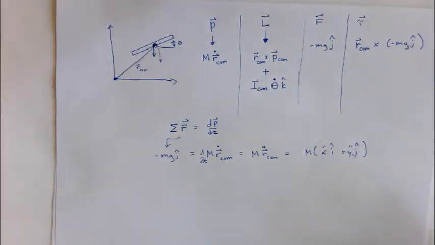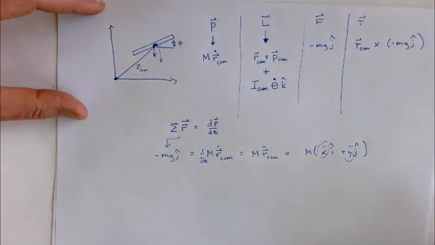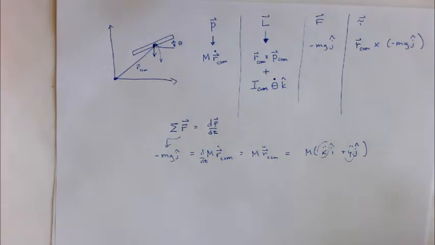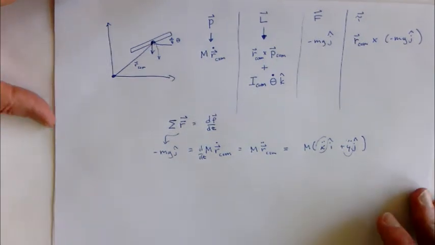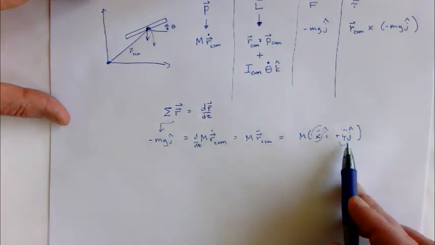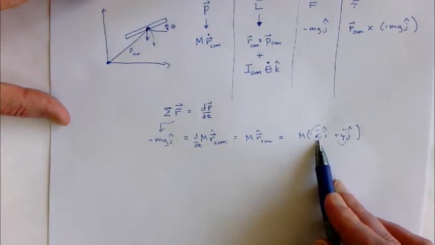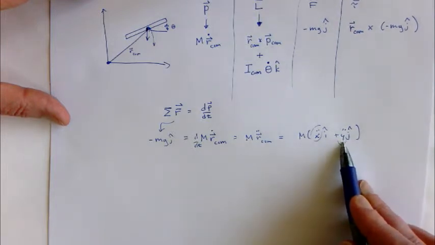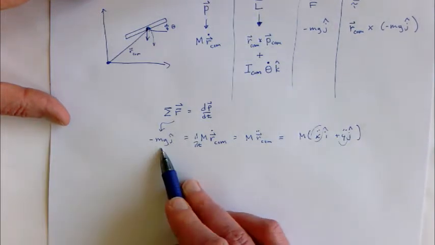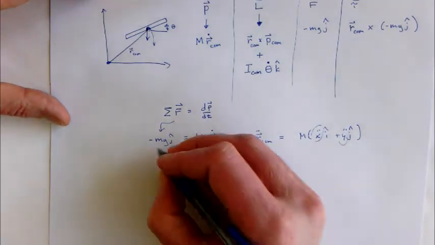Okay. So that's my first equation. Notice that I've actually got 2 second derivatives in here. I ultimately want to have 3 second-order differential equations, but if you look at this, it actually is 2 second-order differential equations, because I have an i hat component, X double dot is equal to 0, and a j hat component, Y double dot, is equal to minus mg times m. I guess I should be using big M here.